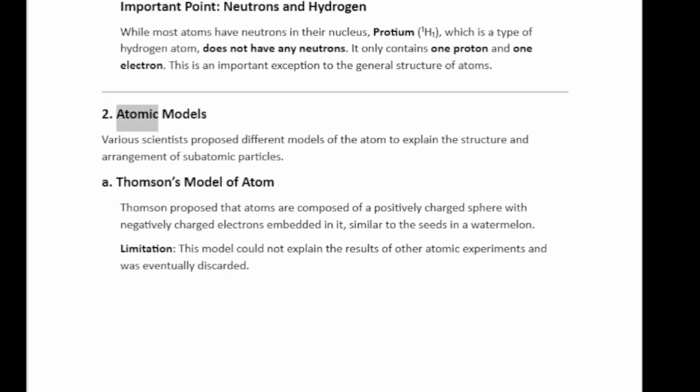2. Atomic models. Various scientists proposed different models of the atom to explain the structure and arrangement of subatomic particles. A. Thomson's model of atom. Thomson proposed that atoms are composed of a positively charged sphere with negatively charged electrons embedded in it, similar to the seeds in a watermelon. Limitation: this model could not explain the results of other atomic experiments and was eventually discarded.